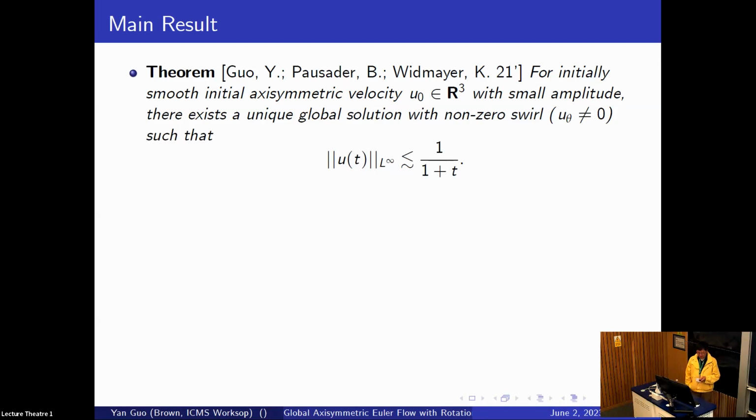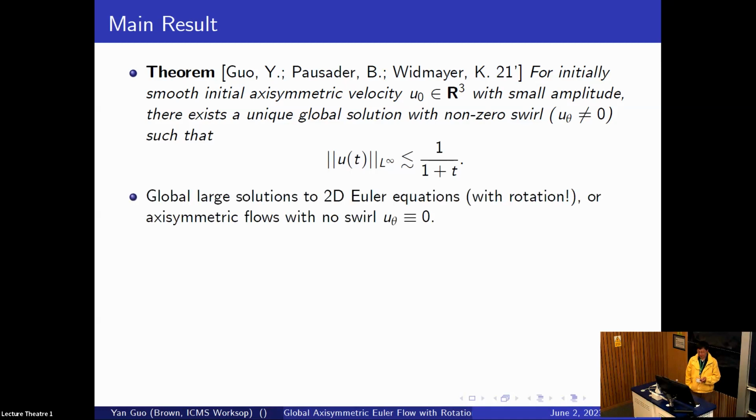So now I'd like to make some comments about this result. First of all, it's well known that in two space dimensions, let's say depending on x and y, we do have a global large data classical solution to the Euler equation. Okay, we do have that.